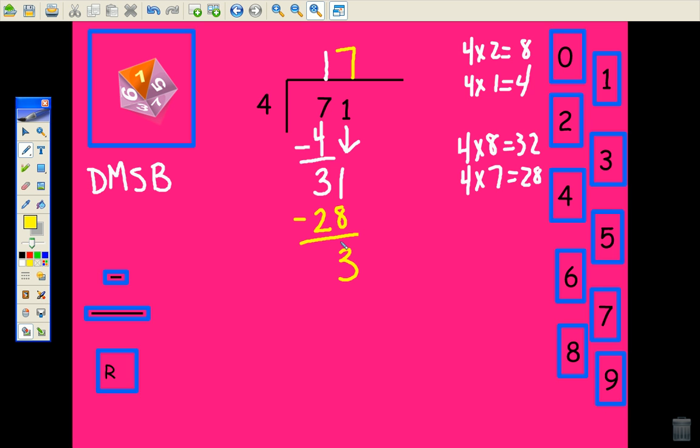As long as this number right here is smaller than that number, then I've done it correctly. If this ends up being bigger than my divisor, I did not divide correctly. So your remainder, that's what this guy is right here, can never be bigger than your divisor. So we have 3 left over. So we can report that just by saying remainder 3.